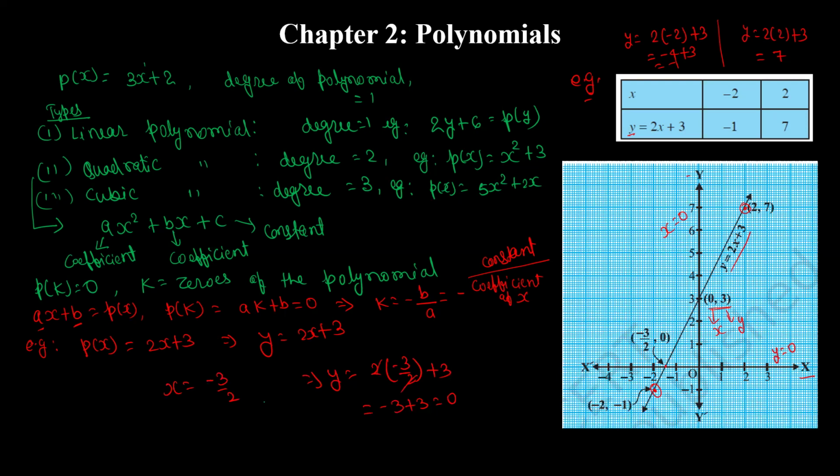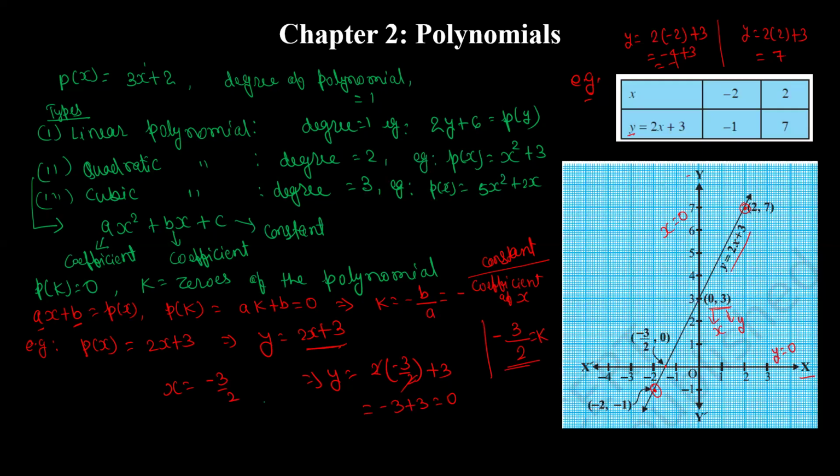So what happens by putting minus 3 by 2? The value of the polynomial is going to become 0. And here again we are talking about the coefficient and constant. So 3 is the constant. The formula is minus b by a. So b is the constant here, 3. a is the coefficient of x, that is 2. So finally, we have only one zero, that is minus 3 by 2. So like this, by seeing the graph, we can see how many zeros the polynomial will have.